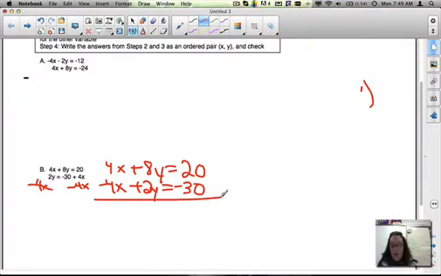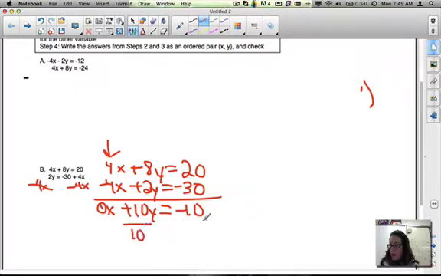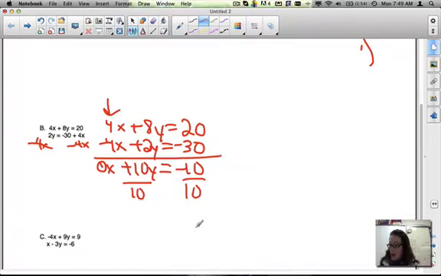Step 2, I want to make sure that I have same number opposite signs for either my x's or y's. Look at my x's. I have a positive 4 and a negative 4, so they're going to cancel out. So I have 0x. 8 plus 2 gives me a 10y. 20 minus 30 gives me a negative 10. Solve for y, I can divide by 10. And y equals negative 1.